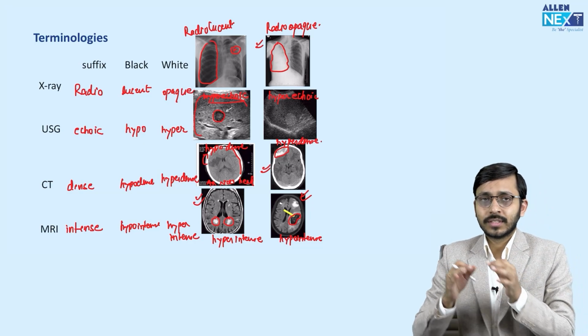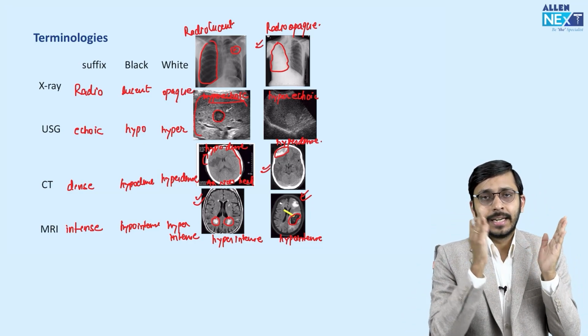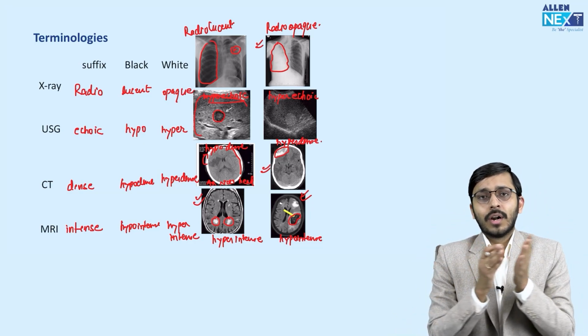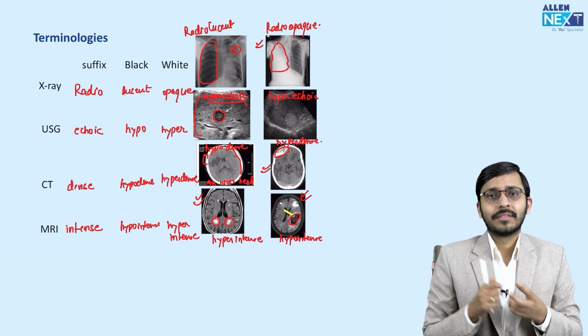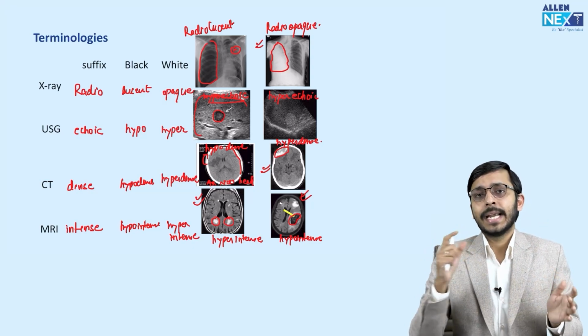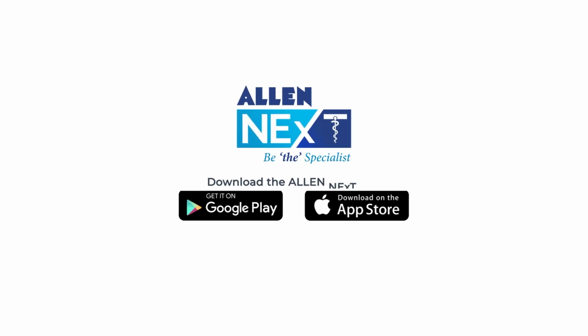I hope this was clear. For X-rays, radiolucent or radiopaque. For ultrasound, the suffix is echoic. For CT, the suffix is dense, and for MRI, intense.